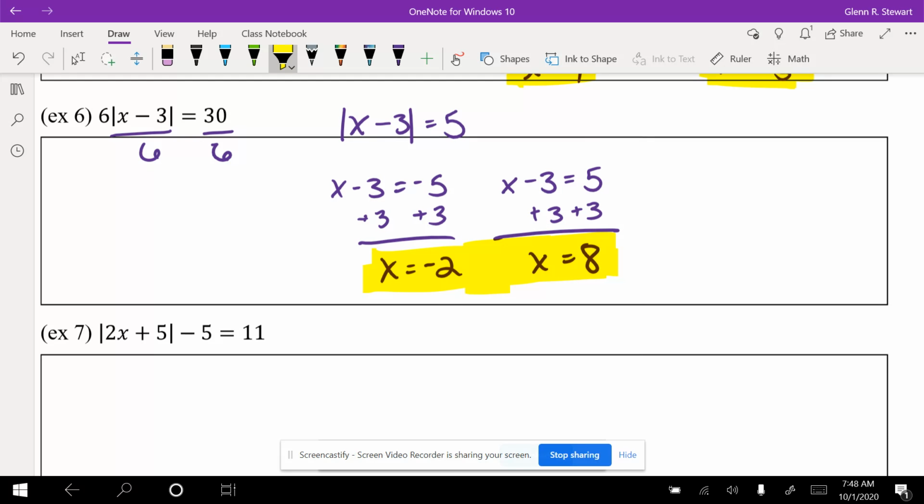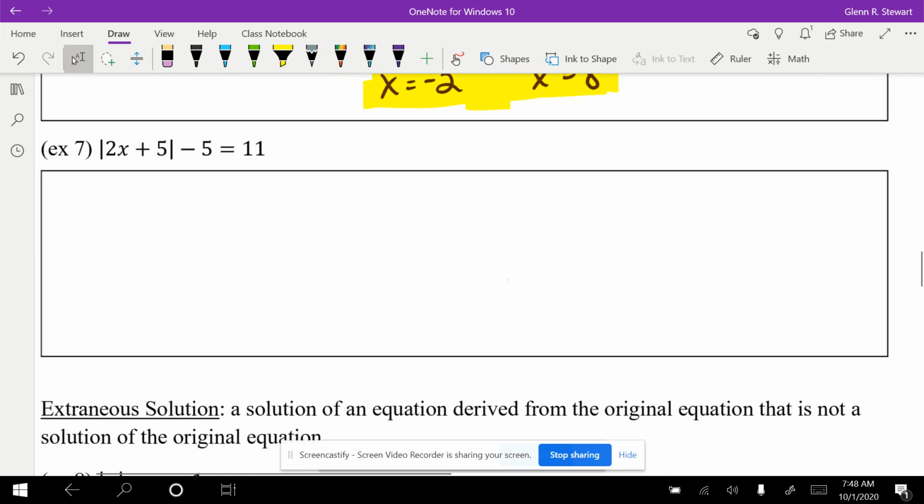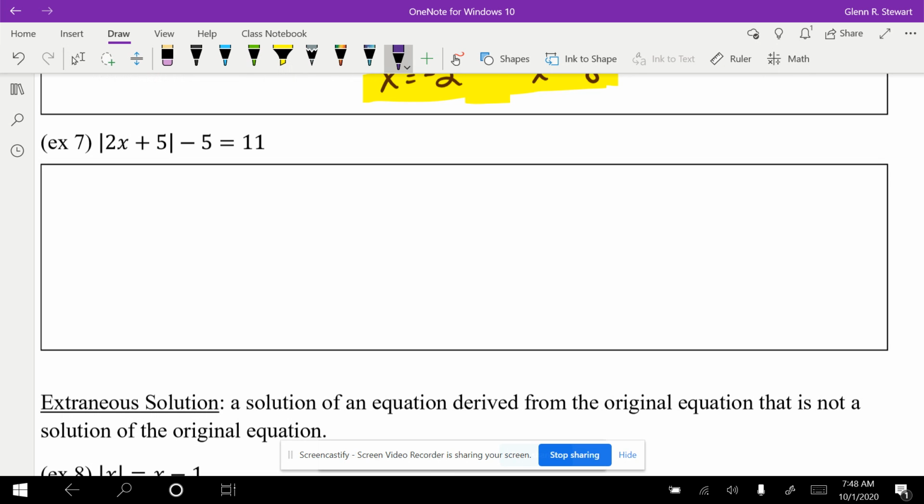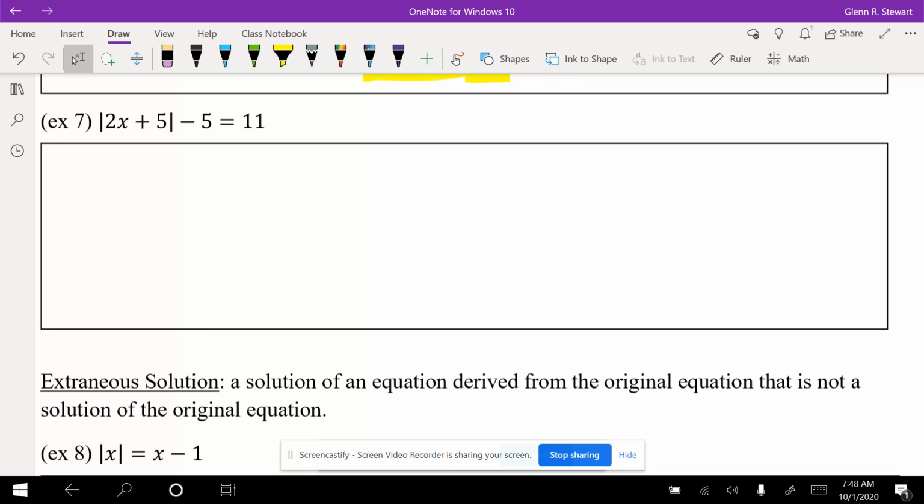Okay, take a look. We're just going to mix it up again on example number 7. I want to show you this real quick. With 7, we have a -5 on the outside, very similar to whenever we multiplied. We have multiplying or dividing outside of the absolute value. In this case, we want to move the 5 over to start. So we'll get the absolute value of 2x plus 5 equals 16. And then we can break that apart again.